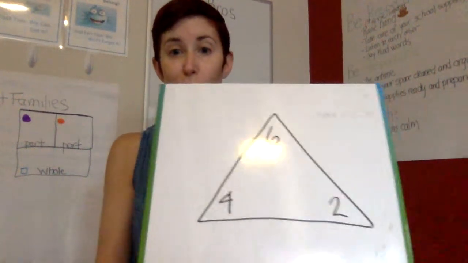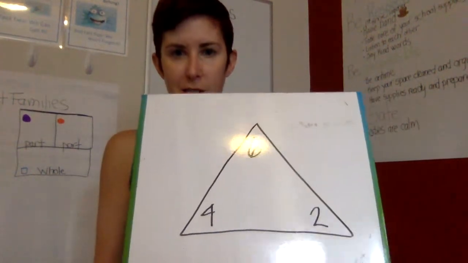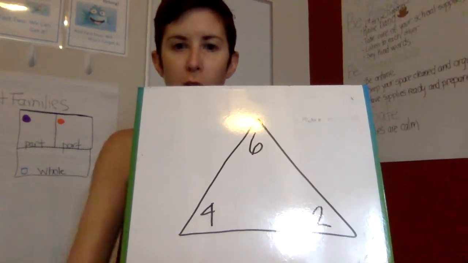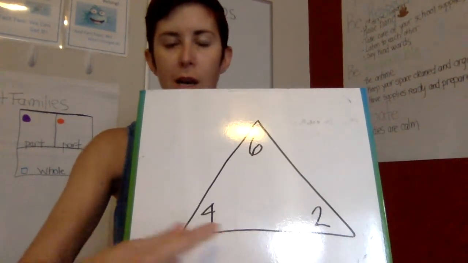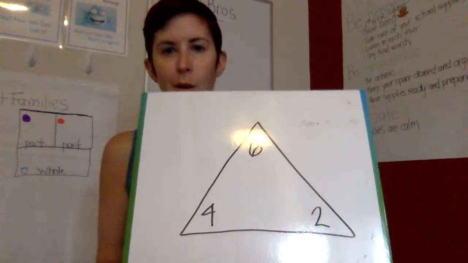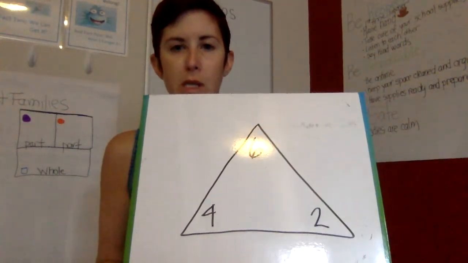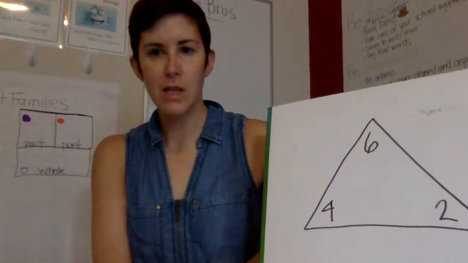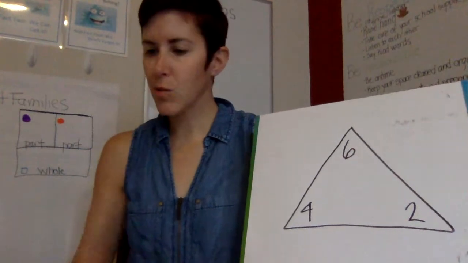I want you to look at this. So we have 6, then we have 4 right here, and then we have 2 over here. How can we use these numbers? Using addition and subtraction, how can we use these numbers?